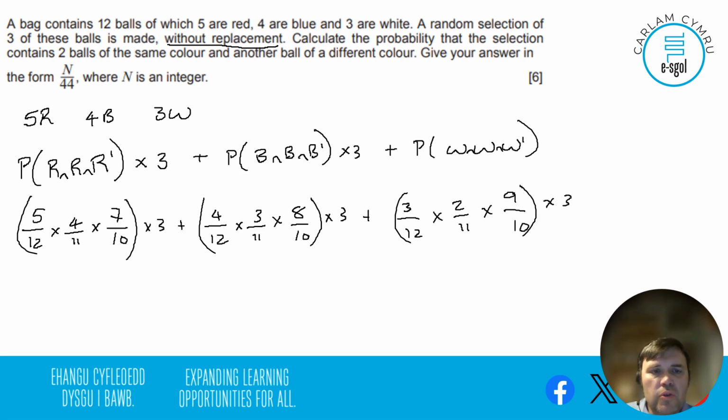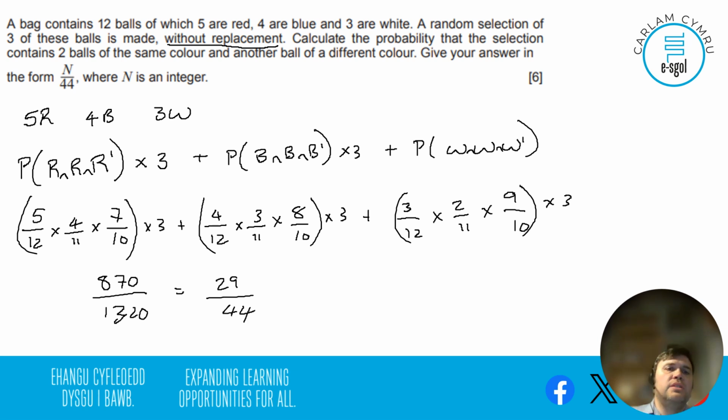And again, you can easily put that into your calculator. It would come out as 870 over 1320, which simplifies to 29 over 44. And the fact that you've got a 44 on the bottom, which is asking for n where n is an integer, means that you must have done it correctly, or more likely you've done it correctly for this to move on.